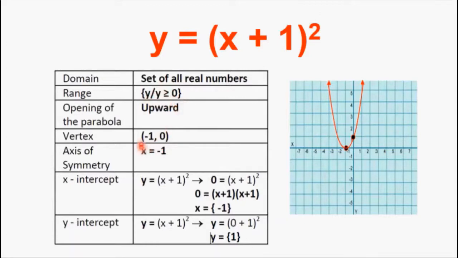Ang kanyang vertex ay nasa point negative 1, 0. Ang h ay negative 1 at ang k naman ay 0. The opening of the parabola is upward since a is positive. Ang a natin ay positive 1. Hindi lang isinulat dito sa labas ng parenthesis kasi understood na yon. Diba? We have y is equal to ax squared. So, a is positive 1 in this example. The axis of symmetry is at negative 1.